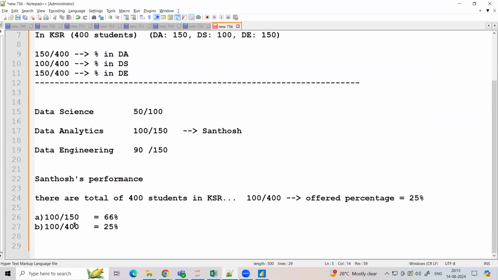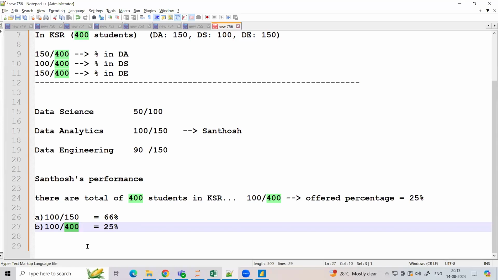But why should I not divide by 400 here? What is wrong here? In this case, you are saying 400 is correct. In this case, why are you saying 400 is not correct? Because here you are looking at an individual trainer's performance.